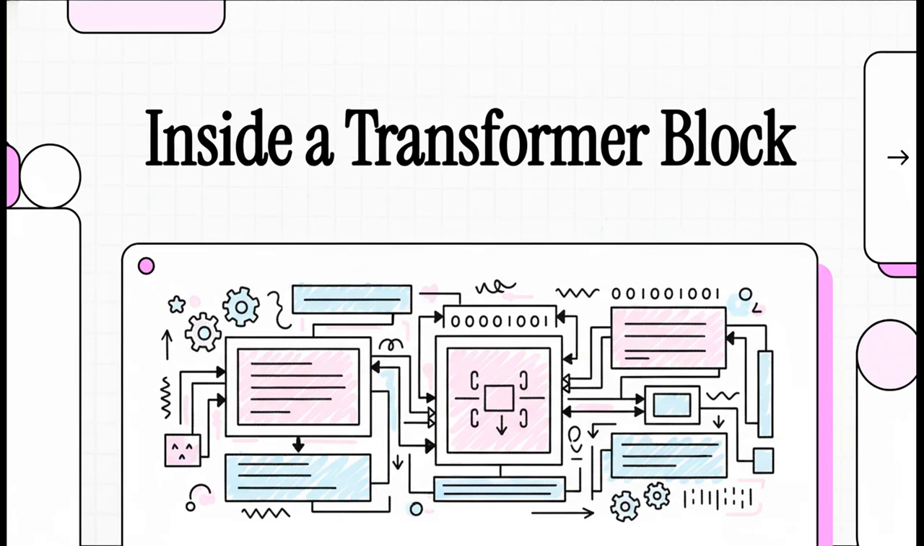All right, let's get into it. Today, we're going to pop the hood on a large language model and see what's really going on inside. We're going to deconstruct its brain, looking at the actual code that powers the whole thing. And we're starting with the most fundamental piece of the puzzle, the transformer block.